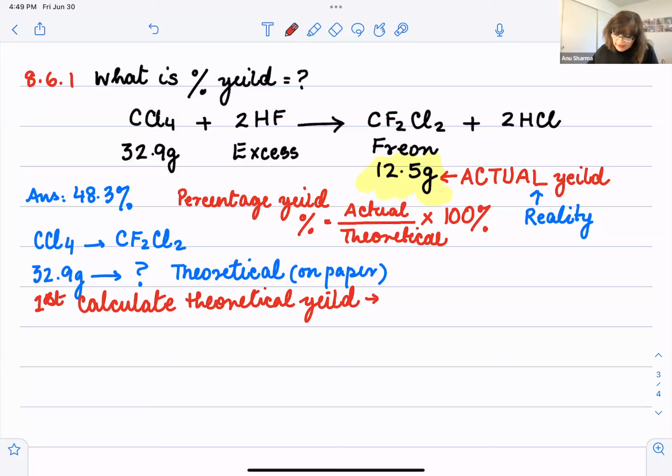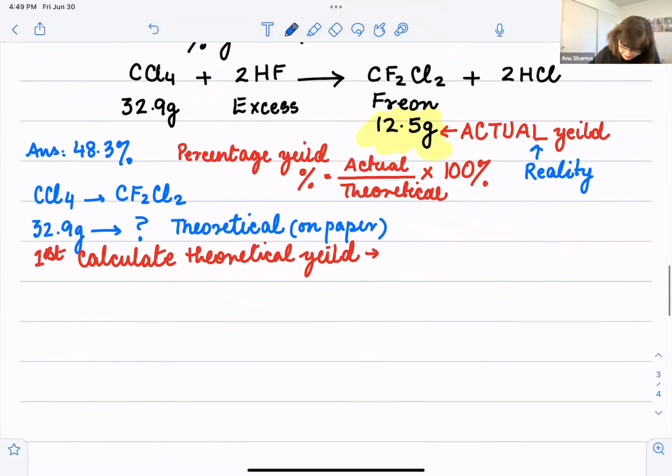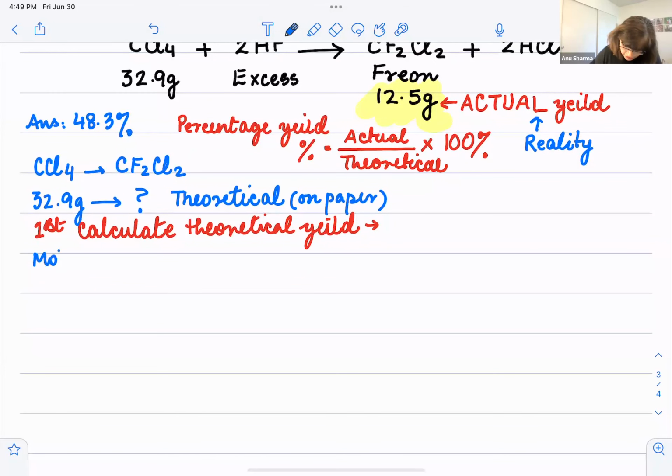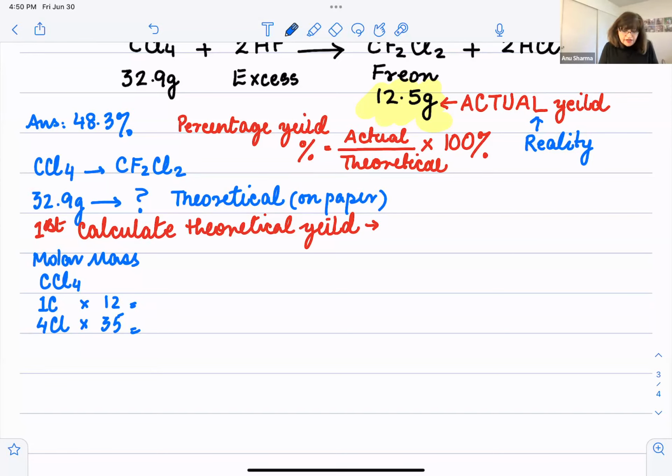So for that, we are going to calculate the molar masses, because we need that information on the side. The molar mass of CCl4: there is 1 carbon and 4 chlorines. One carbon is 12 grams and each chlorine is 35. So 35 times 4 is 140, plus 12 is 152. 152 grams per mole. So this is one piece.